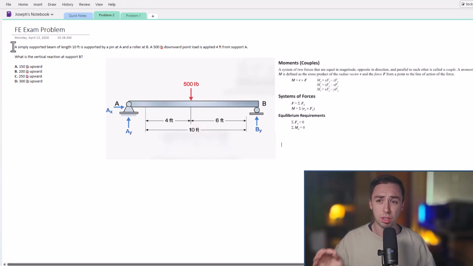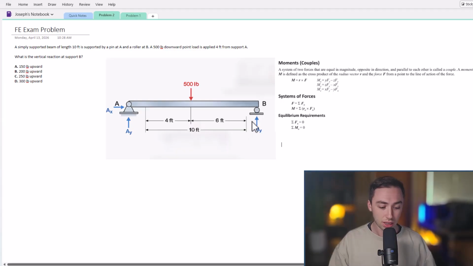So it says here, a simply supported beam of length of 10 feet is supported by a pin at A and a roller at B. A 500-pound downward point load is applied 4 feet from support A. What is the vertical reaction at support B? So over here, we've got A sub X, A sub Y, 500 pounds. We have the different distances, and then we have B sub Y, which is what we are trying to find.